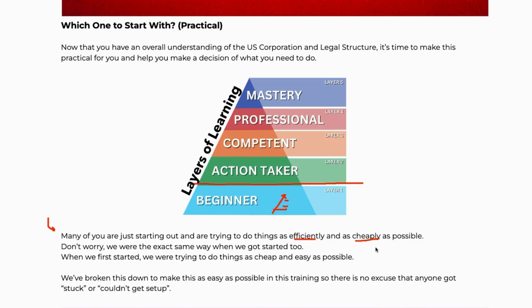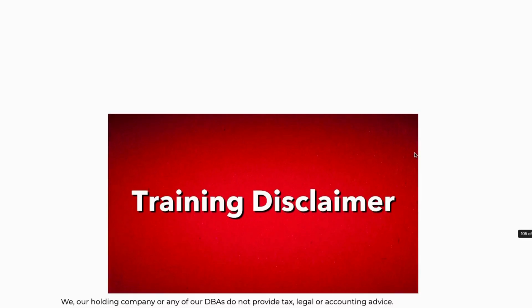When we first started out, we made sure we were doing everything as cheap and as easy as possible, because especially in the beginning, the most important thing to focus on is getting the bare bones infrastructure in place so I can then focus on the marketing and the sales and the actual making of the money. Then you can level your income up and start to focus on more advanced strategy. So everything we have broken down in the upcoming scenarios is meant to make it as easy as possible, so that there is no excuse for anyone to say, I got stuck or I couldn't get set up, okay?